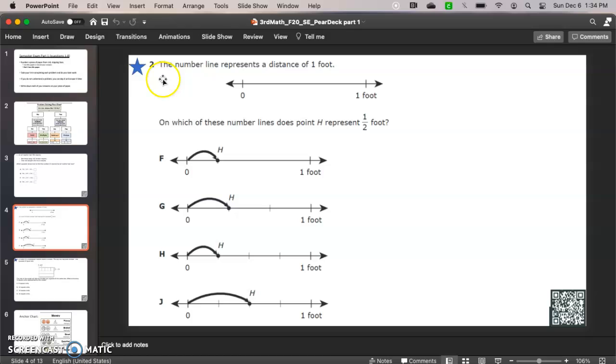Question 2. The number line represents a distance of 1 foot. On which of these number lines does point H represent half a foot? F, G, H, or J? Remember, you can press pause if you'd like.